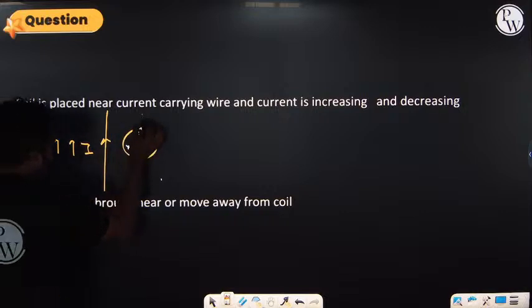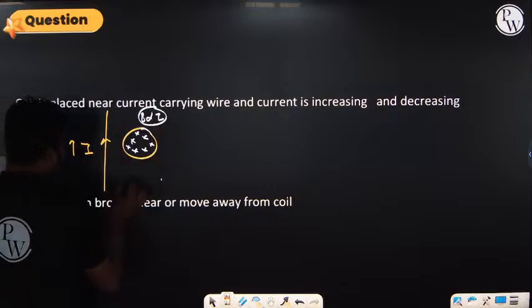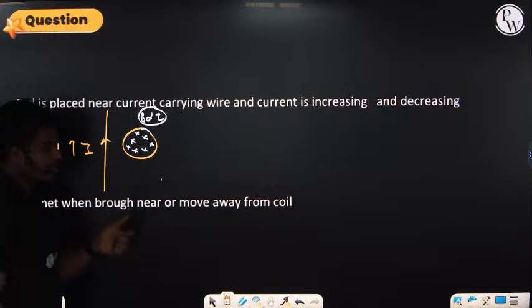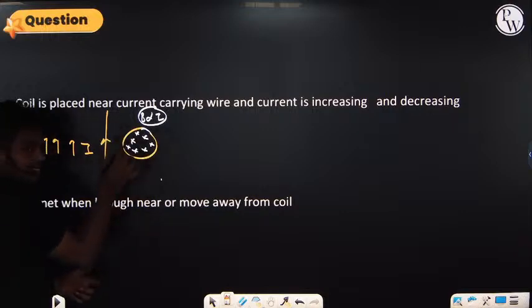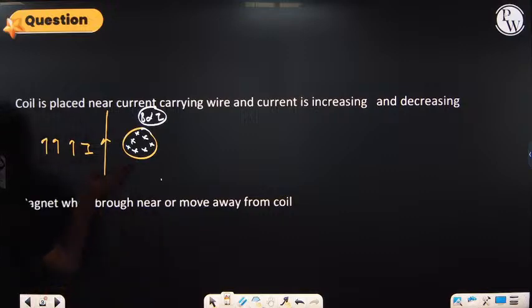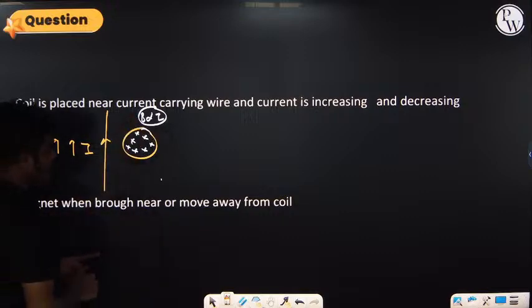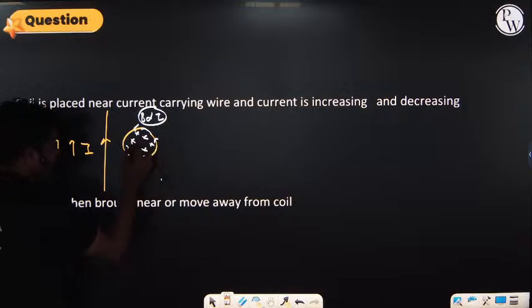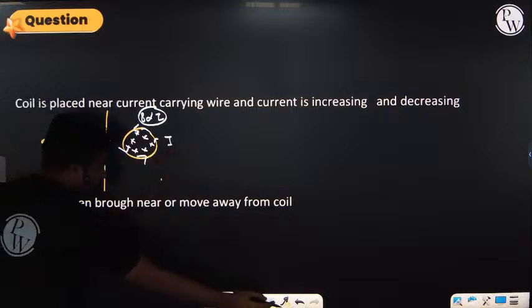What is the magnetic field? B is proportional to I. So as I increases, the magnetic field will also increase. The magnetic field going into the plane increases. So what is the direction of the current? It should oppose this. And how can it oppose this? It will oppose in this particular direction. So this will be the direction of current. In this case, it will be anti-clockwise.